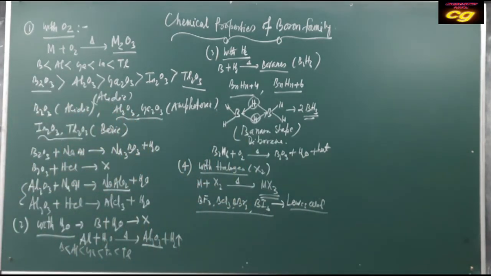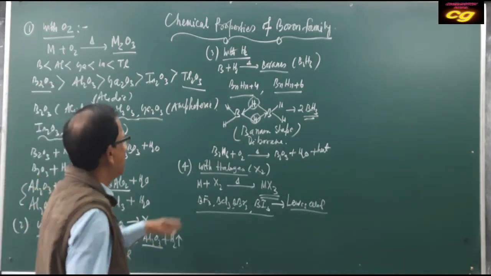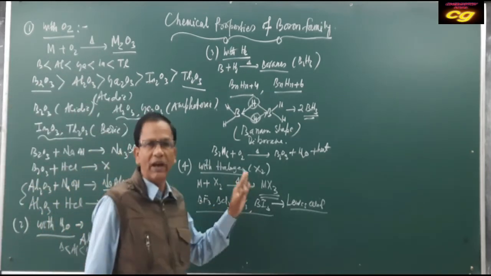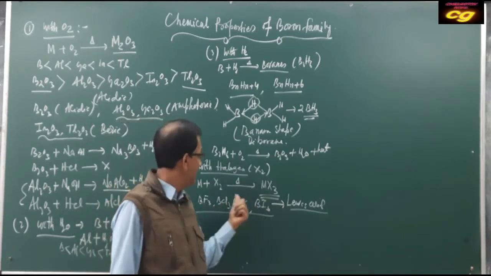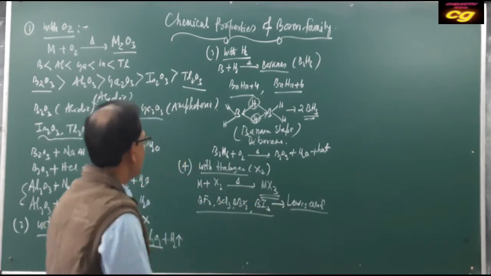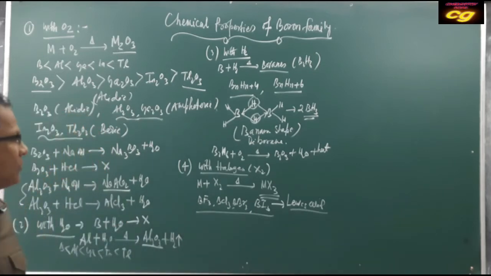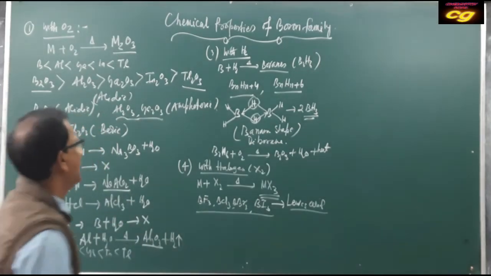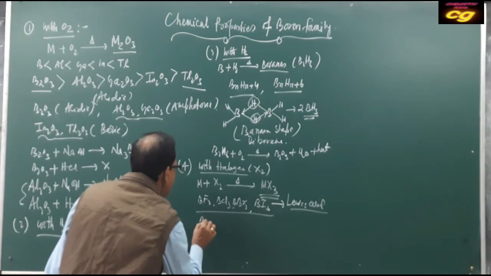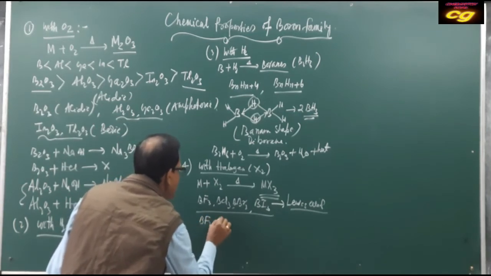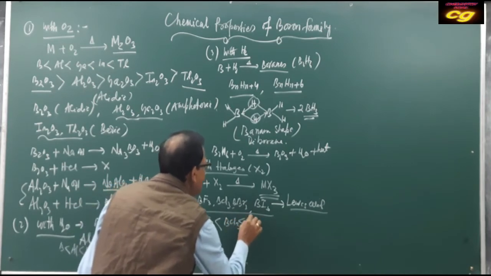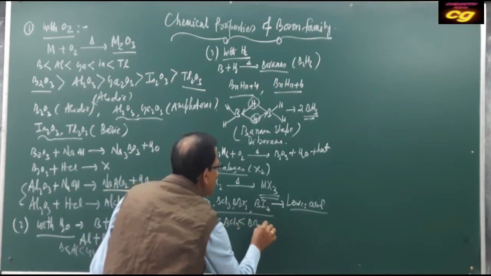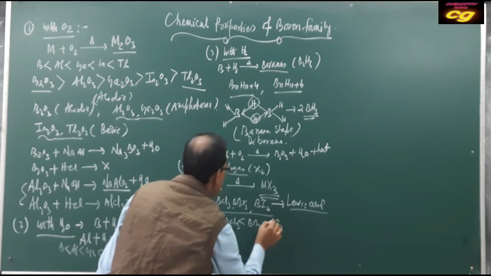Why are they called Lewis acids? Because they have vacant orbitals. All boron compounds have vacant p orbitals, so they behave as Lewis acids. If you compare the Lewis acidic character, BF3 is the least acidic compared to BCl3 and BBr3.